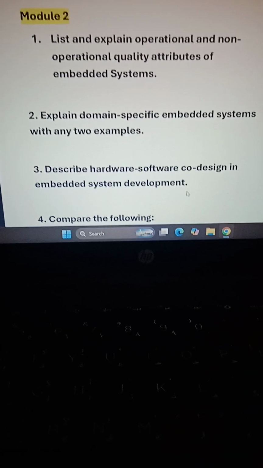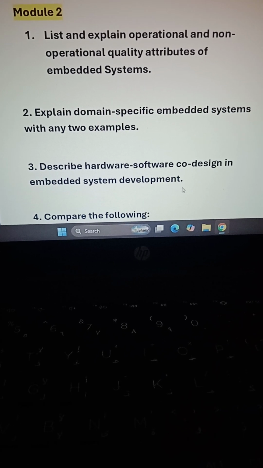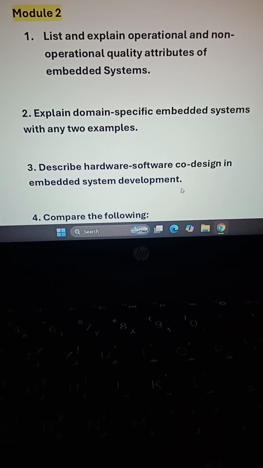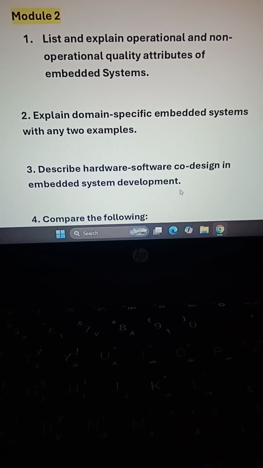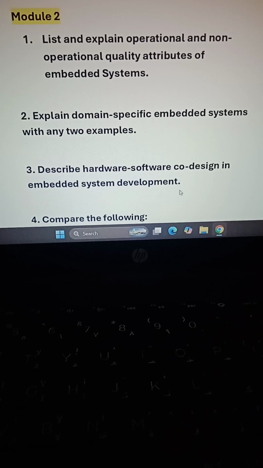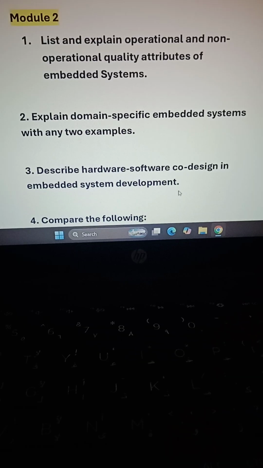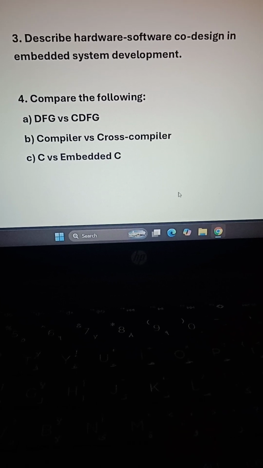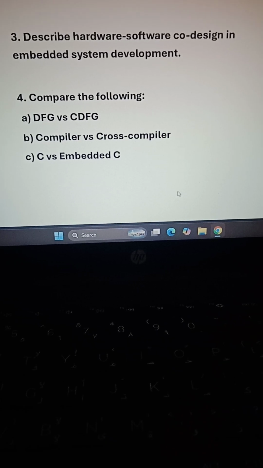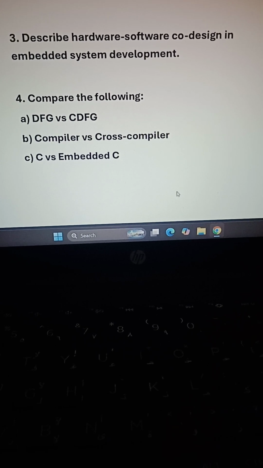Module 2 start. List and explain operational and non-operational quality attributes of embedded systems. Question number 1. Similarly, question number 2. Explain domain specific embedded system with any 2 examples. Question number 3. Describe hardware software co-design in embedded systems development. Question number 4 is asked many times, so never skip this question. Compare the following: DFG versus CDFG, compiler versus cross compiler, C versus embedded C.